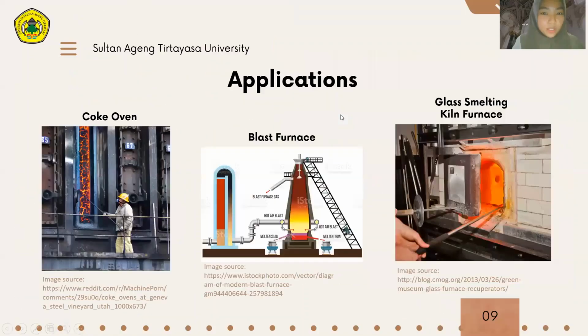Here are the applications of silica brick in metallurgy field. The first one is coke oven, and also the silica bricks are used for blast furnace. And then in the third picture, we can see that silica bricks are used for glass melting kiln furnace.